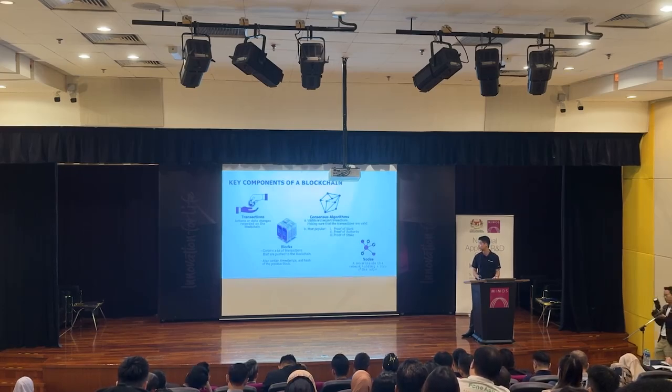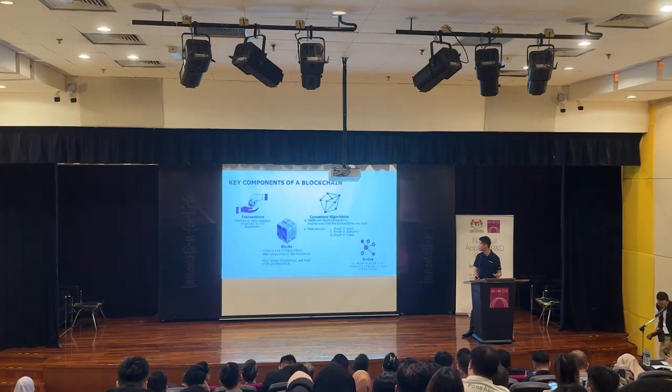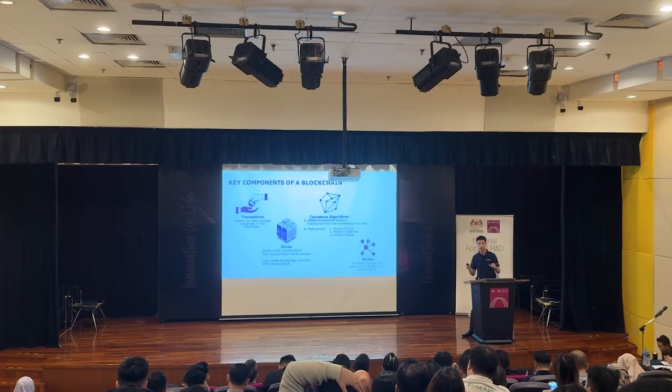And the third will be consensus algorithm. Consensus algorithm is like a set of rules that every node in the blockchain network follows to make sure that all the transactions are validated. And the fourth component will be nodes. If you can imagine, nodes are like guardian angels of the blockchain network. They hold an exact full copy of the data of the blockchain network, distributed across different nodes and servers.